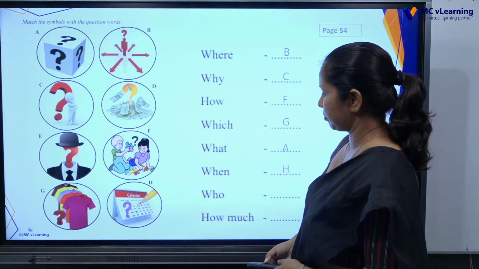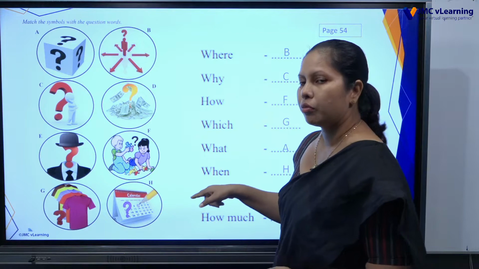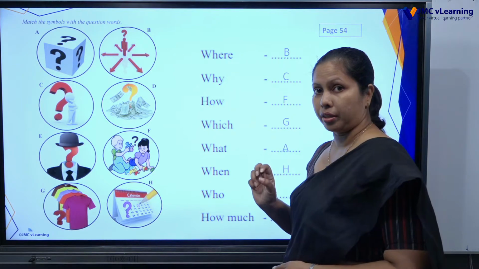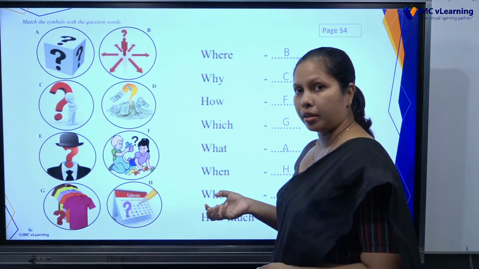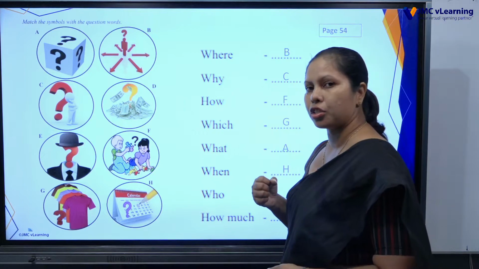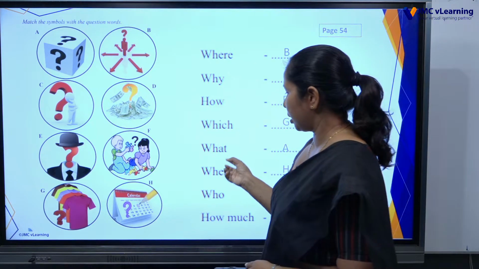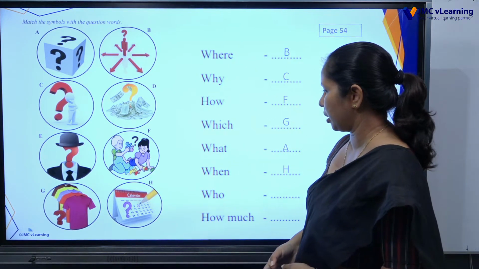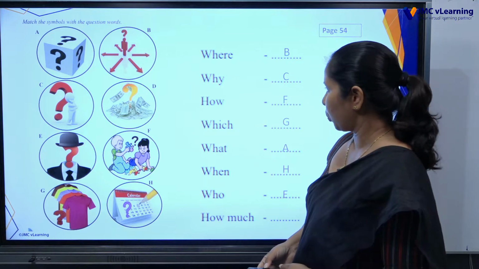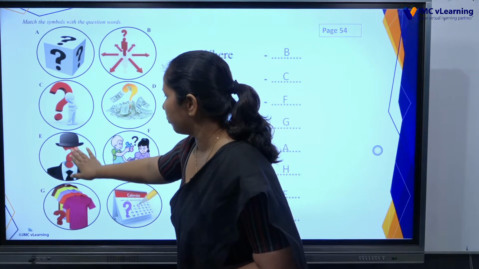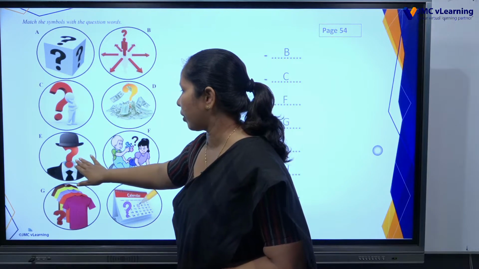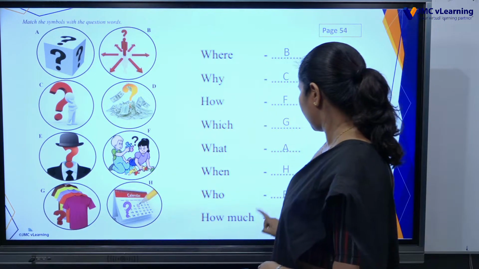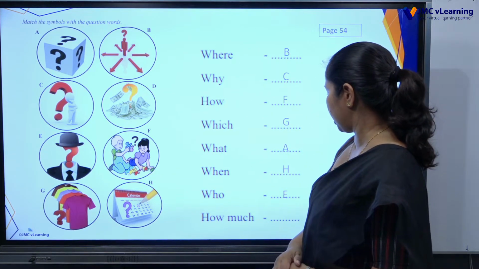Then when? So you know we use this word when we are speaking about some time period, or it can be a day. Which day, when will she come? So then the symbol H we can match with the question word when. Who? Here we are trying to identify who this person is. Who? So the symbol E goes to the question word who.